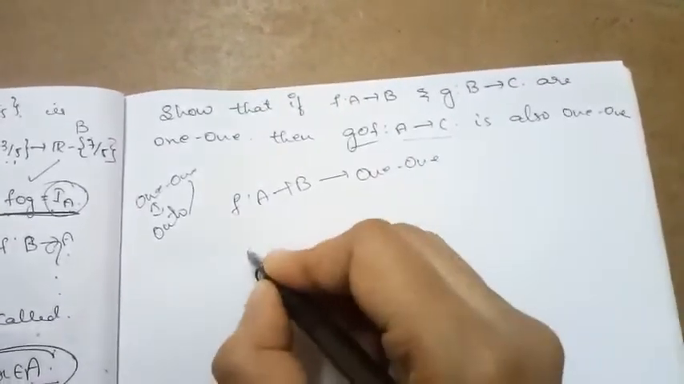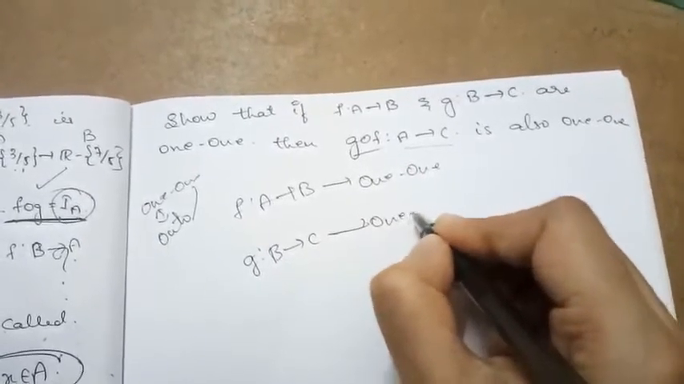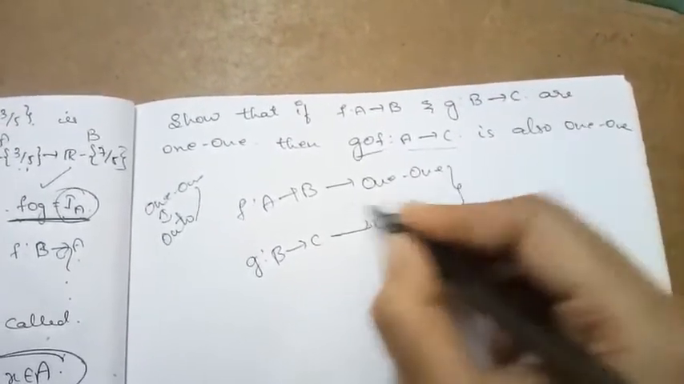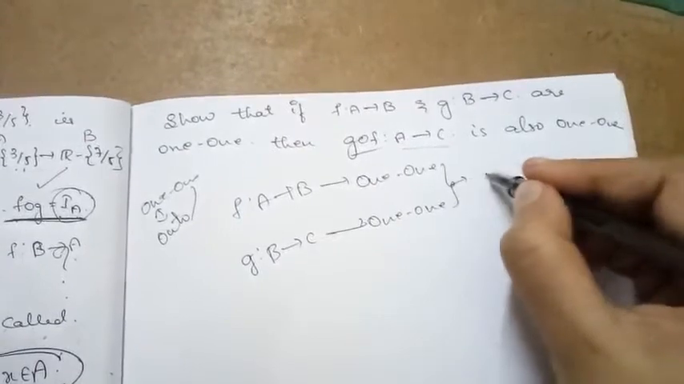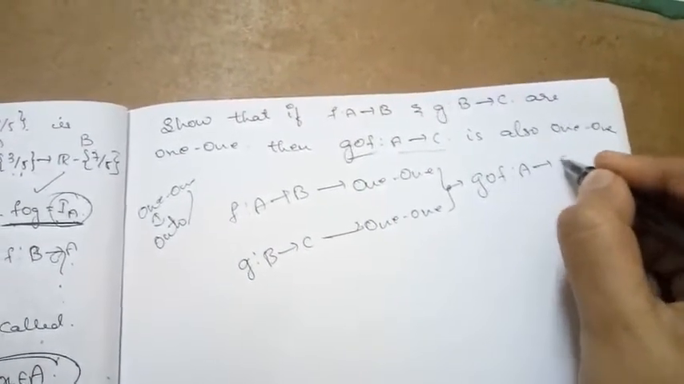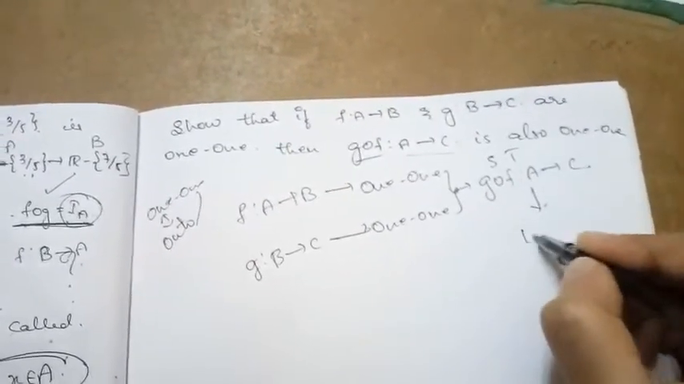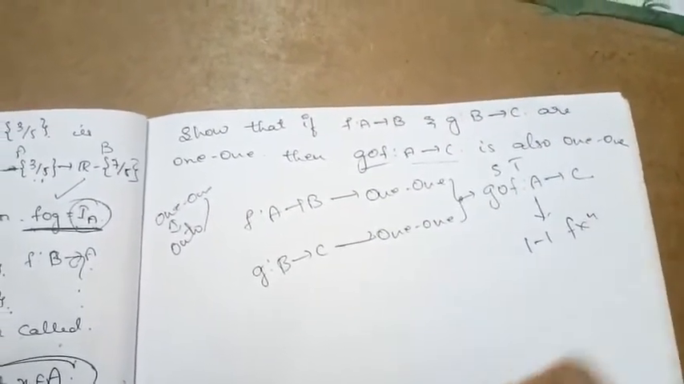And they are also saying function g from B to C they have defined, and this function is also one-one. So with these two functions we can compose the function g of f, where domain is A and codomain is C, and we need to show that this function is also a one-one function.